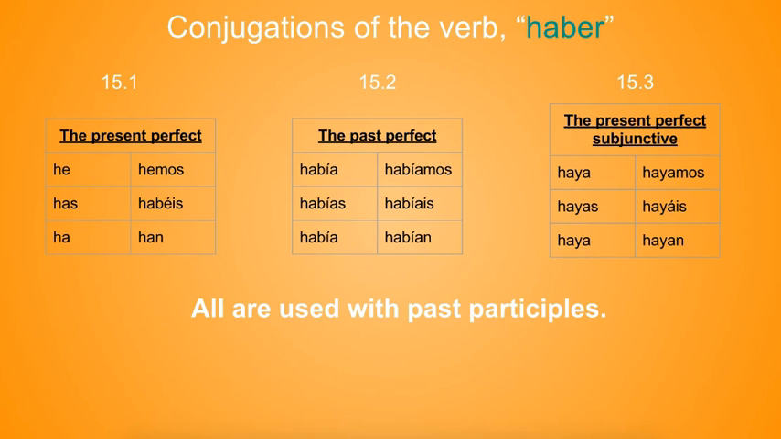Let me show you a couple of examples of how you might use each of these in a sentence. We're using the past participle estado, which comes from the verb estar. So estado means been. In the first example, the present perfect tense, I could say, yo he estado feliz. I have been happy. In the past perfect, I would be talking about at some point in my past life, yo había estado feliz. I had been happy.